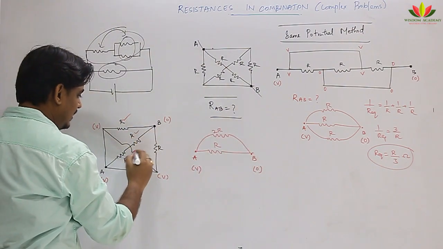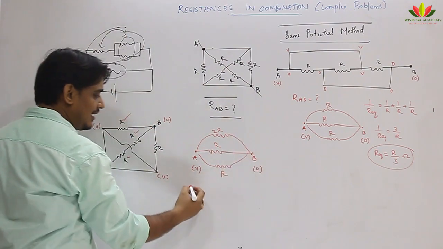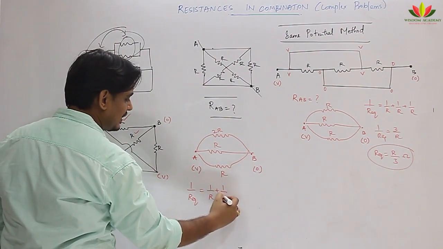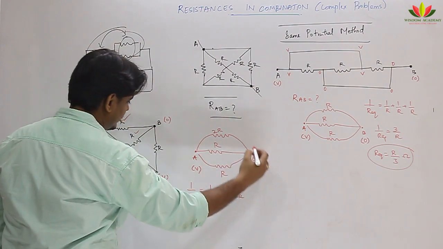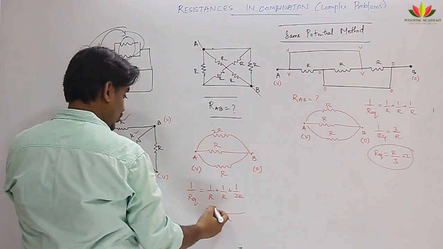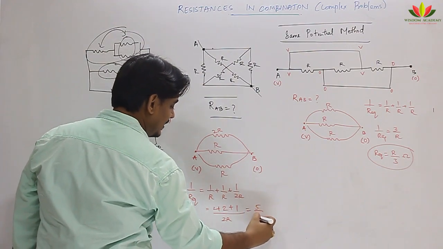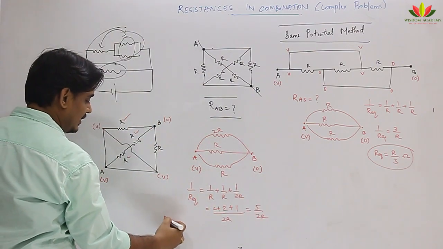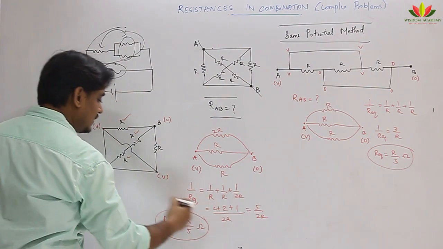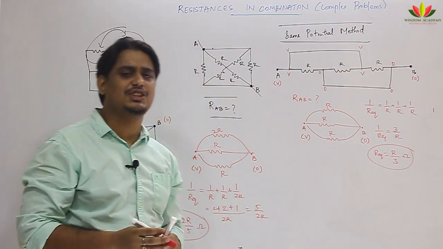So this is also covered. And this R is lying again between V and 0. So what is the R equivalent? 1 by R equivalent is equal to 1 by R plus 1 by R plus 1 by 2R. For taking the LCM as 2R, what can I write? I can write this to be 2 plus 2 plus 1. So 5 by 2R. So R equivalent is equal to 2R by 5 ohms. I hope you understood how we found the equivalent resistance by using the same potential or equal potential method.